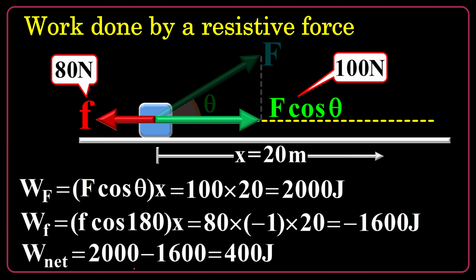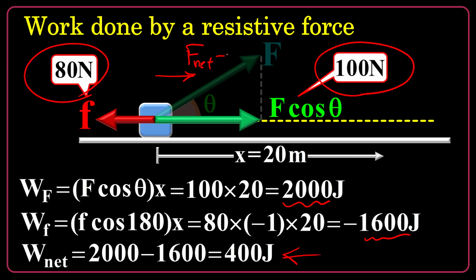The work done by the net force is the addition of these two, but effectively we are subtracting them: 2000 minus 1600. So the answer is 400 joules. The work done by the net force can be obtained using a different, easier approach. Let's say the net force is F net. F net is 100 minus 80, so F net is 20. The displacement is 20 meters. So the work done by the net force is F net 20 times 20. So it's again 400 joules.